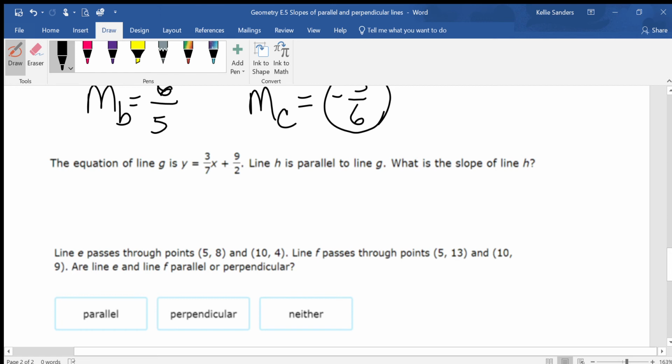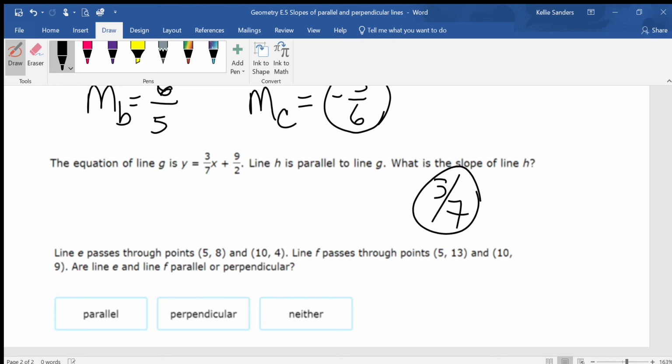The equation of line G is y equals 3 over 7x plus 9 over 2. Line H is parallel. What is the slope of line H? So, yes, 3 over 7 is the answer. You don't have to write everything that I've been writing out. But since this is the slope of the original line, and it says it's parallel, and the question is what's the slope, then the answer is 3 over 7.